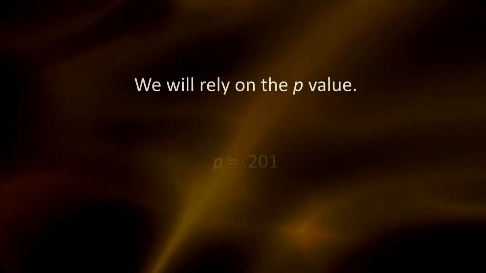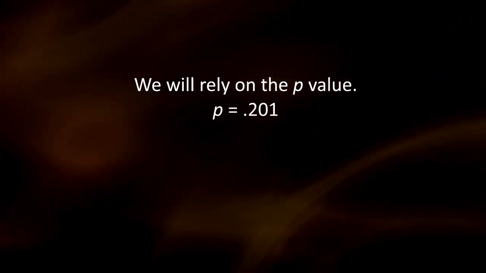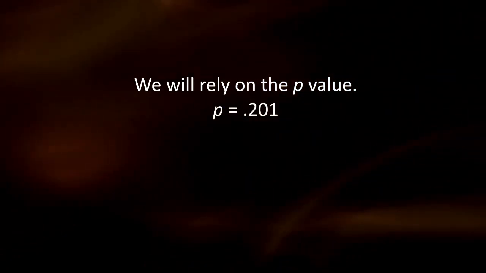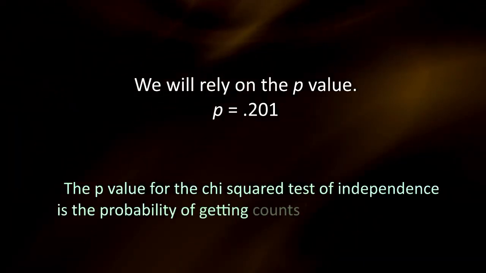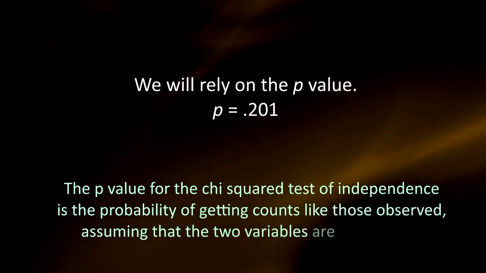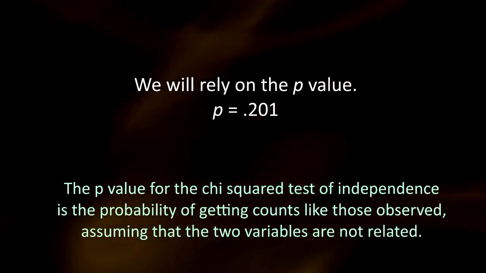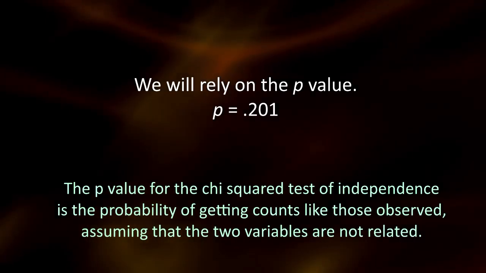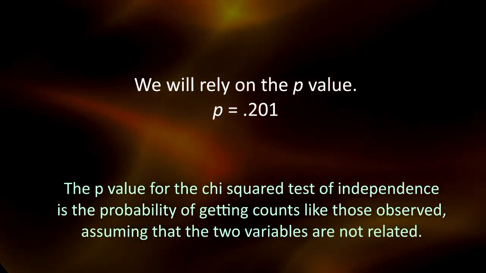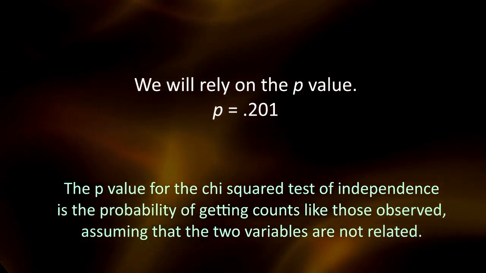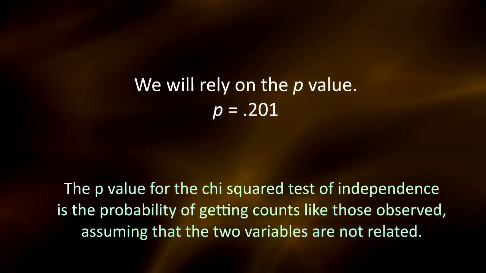Even though we cannot really use the chi-square statistic, it was important to learn about it since it encompasses the idea behind the test. The p-value for the chi-squared test of independence is the probability of getting counts like those observed assuming that the two variables are not related, which is what is claimed by the null hypothesis. The smaller the p-value, the more surprising it would be to get counts like we did if the null hypothesis were true. Technically, the p-value is the probability of observing a chi-square at least as large as the one observed.